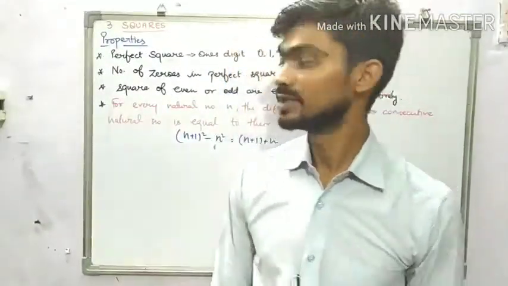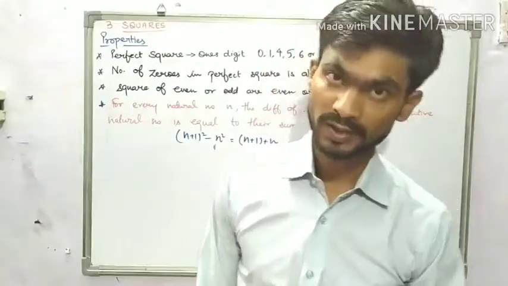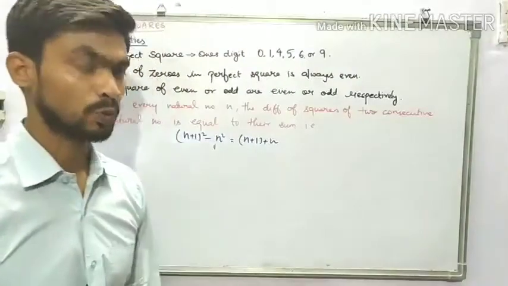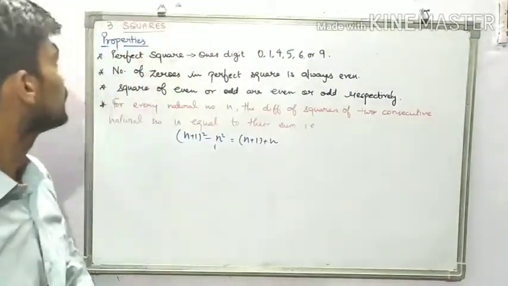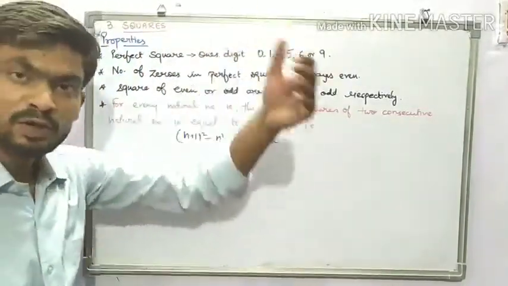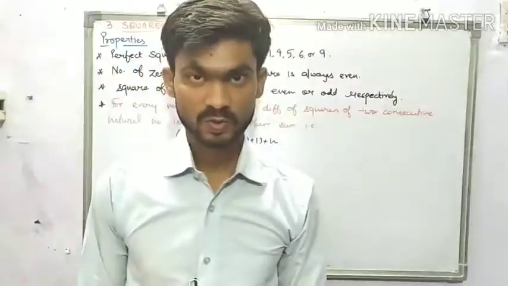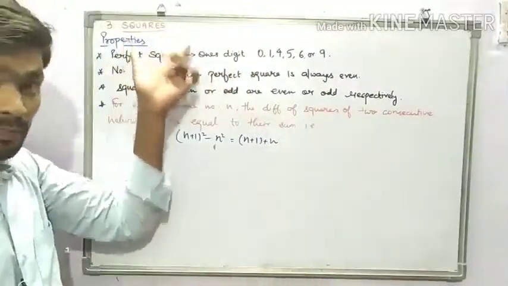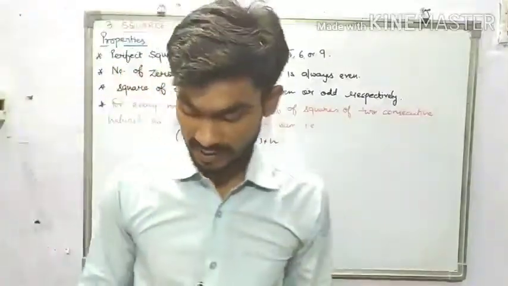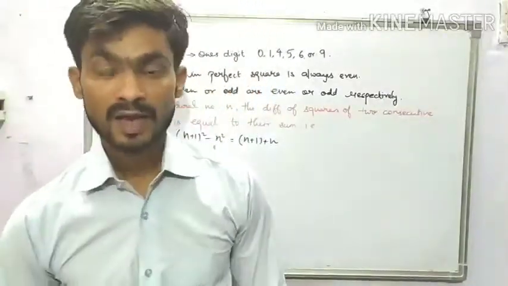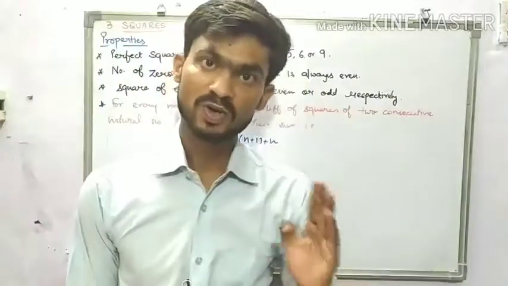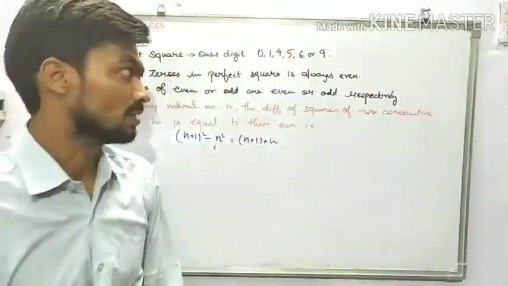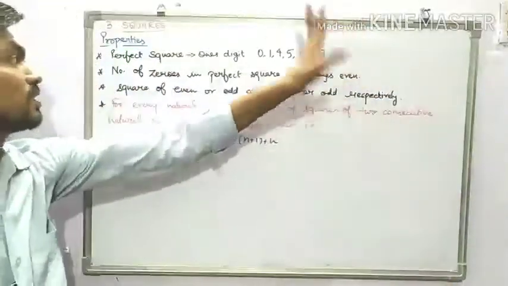So we are studying chapter 3, that is squares, square root, cube and cube root. In that we are focusing on squares, and I have told you the meaning of squares and perfect square. Today I will be telling you the meaning of the properties. There are 8 properties given in your textbook. I will be explaining the first 4 today and the next 4 in the next video, and then the exercise part. Let us see what these properties are.